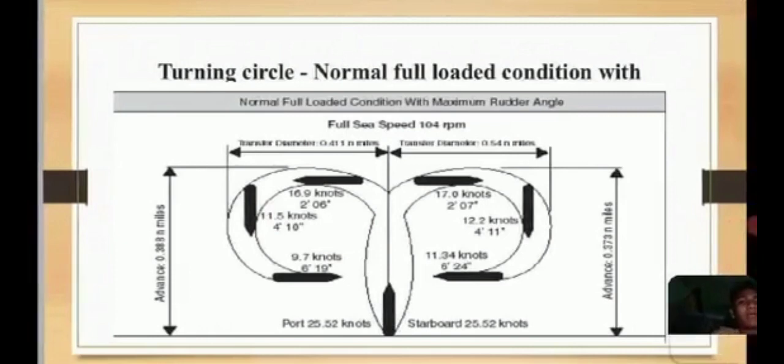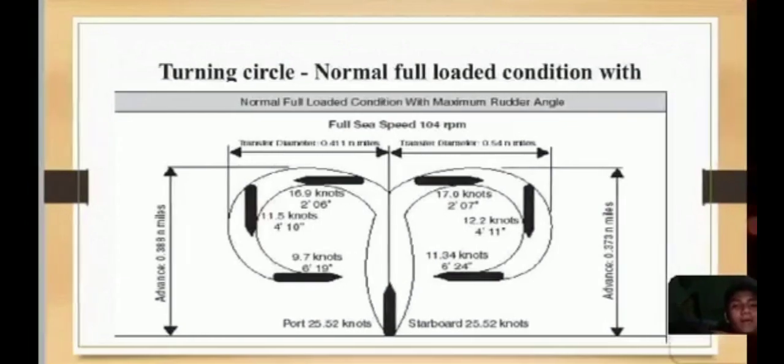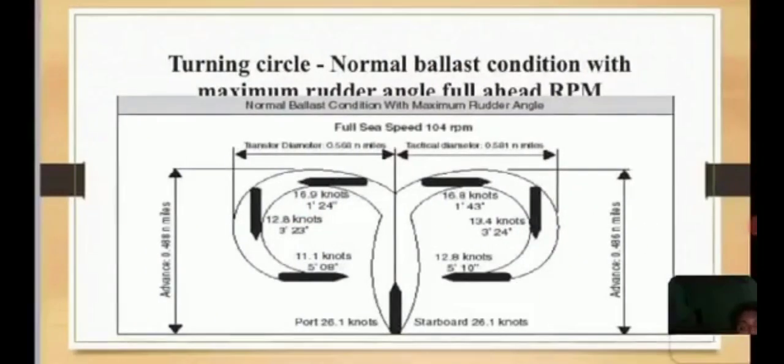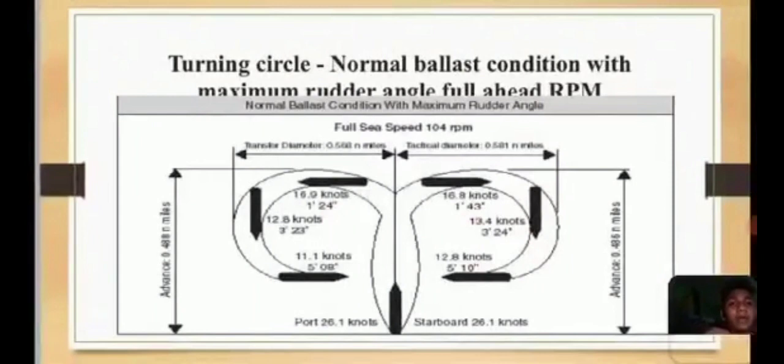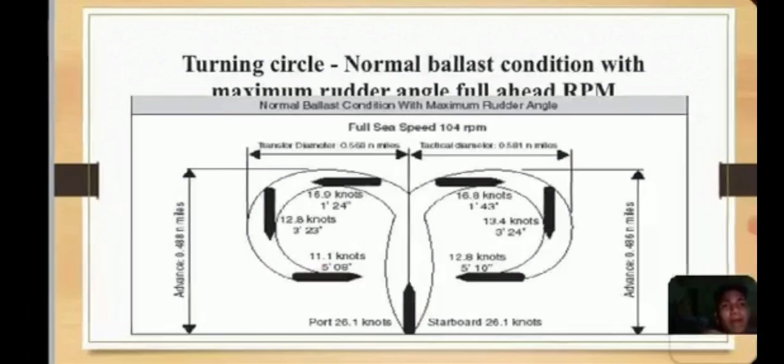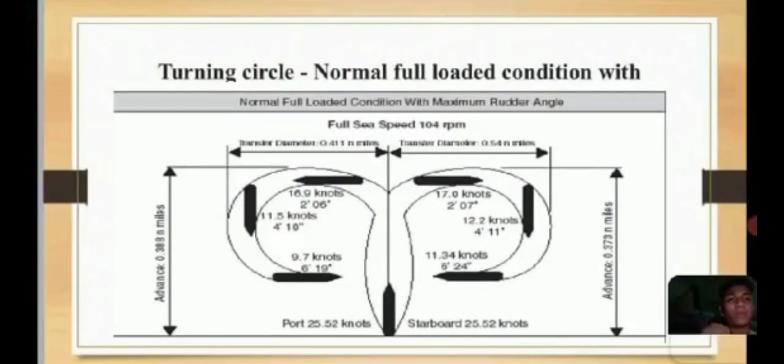And on the other side, when the turning circle starts, the speed of the ship will be 17.0 knots to 12.2 knots and 11.34 knots. Also on the other slide is the normal ballast condition with maximum rudder angle, full ahead RPM. As you can see in the slide, they have a difference in knots and nautical miles, because this is the normal ballast condition with maximum rudder angle, full ahead RPM, and this one is the normal full loaded condition with maximum rudder angle.